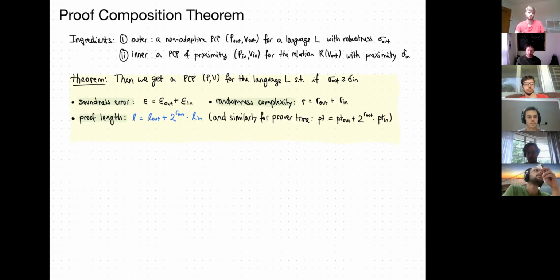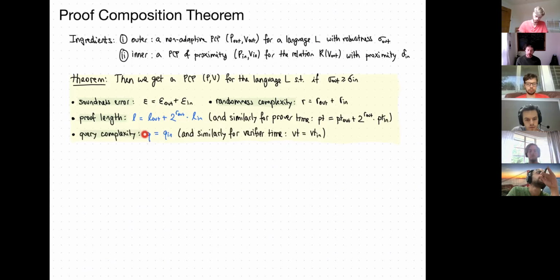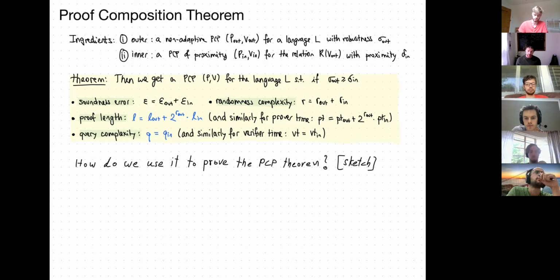So what would be the proof length? It's the length of the outer proof. And then for each choice of randomness, it would be the length of the inner proof, right? So we get this big block in terms of the randomness. So we have to be careful with that. And similarly, you can check that the prover time is proportional to that. And the query complexity is just the query complexity of the inner PCP, because this is the only thing that we're going to look at. This is the only query that we're actually making. And the verifier time would be the same as the inner verifier, because that's the true verification that we are doing.